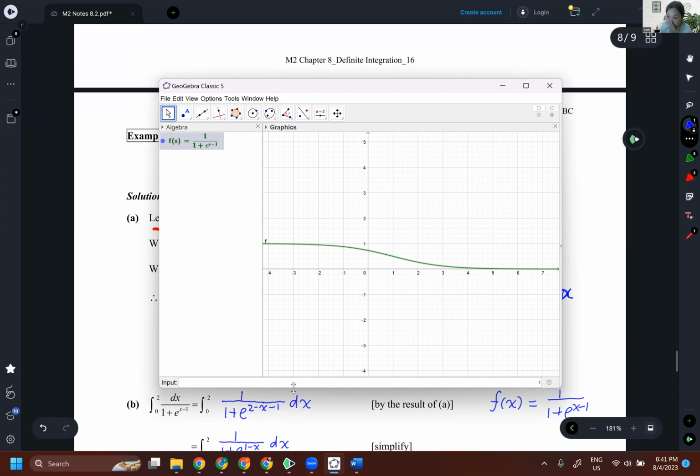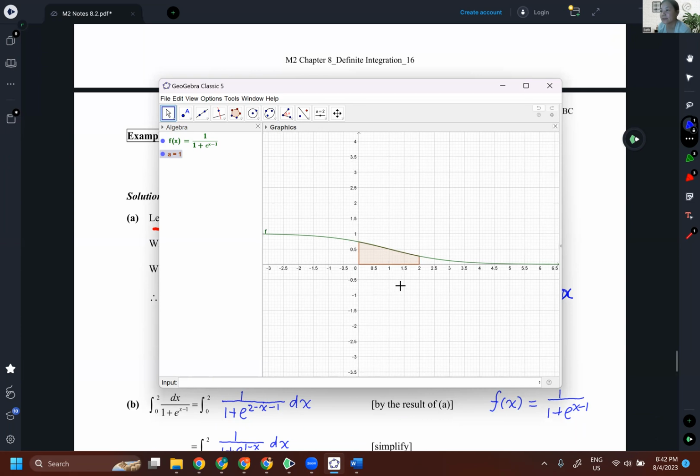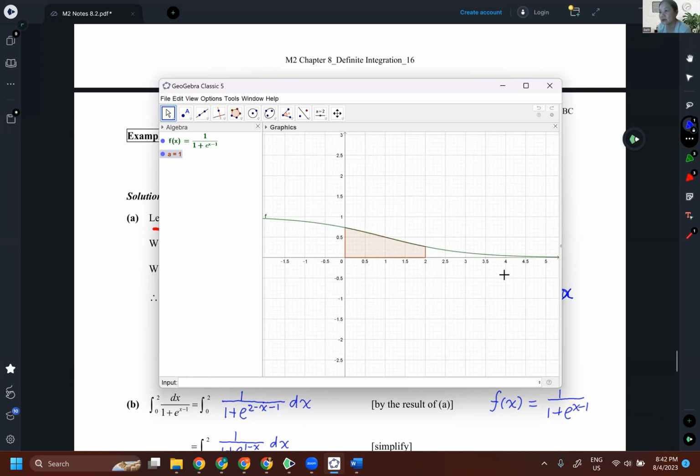However, if I do this, I can do the integral. The integral of f from 0 to 2. It also shows you what the answer is, but still, let's say we don't know what the answer is. That's the integral, from 0 to 2, the integral of f. Now, obviously, the calculator can give you exactly the answer very quickly. But let's say we don't know what the answer is.